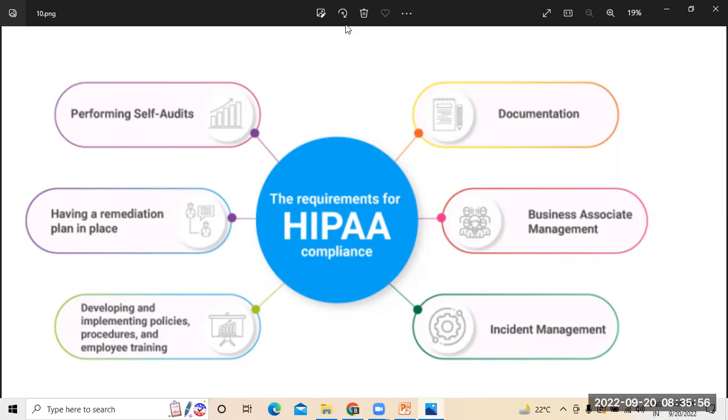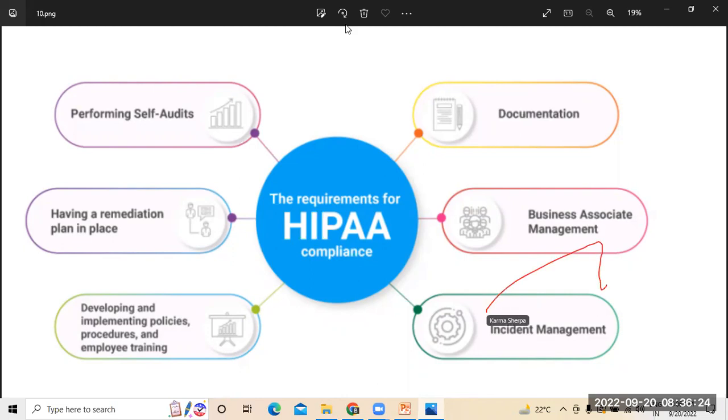That itself is the first point we need to know about under the requirements for HIPAA compliance: self-audits by the internal auditors. Self-audits will majorly be done with internal auditors. That is one requirement which comes under the HIPAA compliance part.